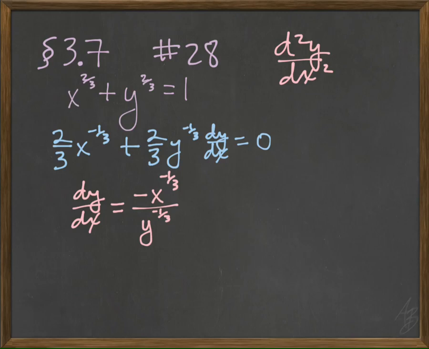I don't like that though. Anybody know why? I don't like the negative exponents. So what do we do to get rid of those? Flip it, right? So what we really have is negative y to the 1/3 over x to the 1/3. And that's the first derivative. Good with that?